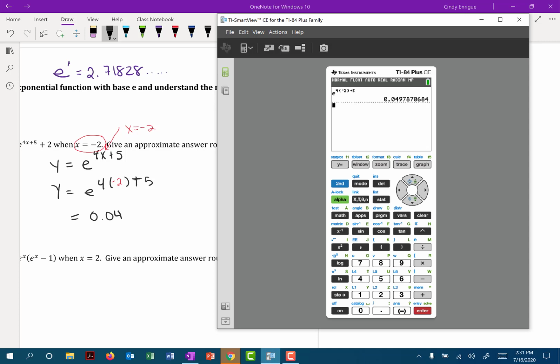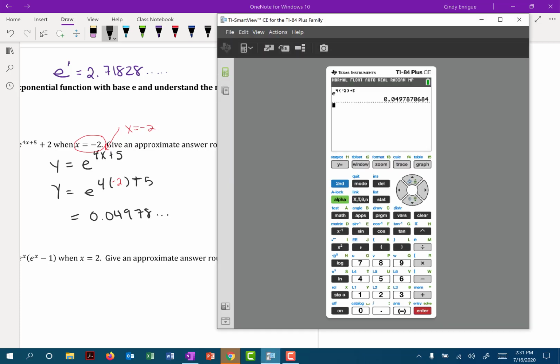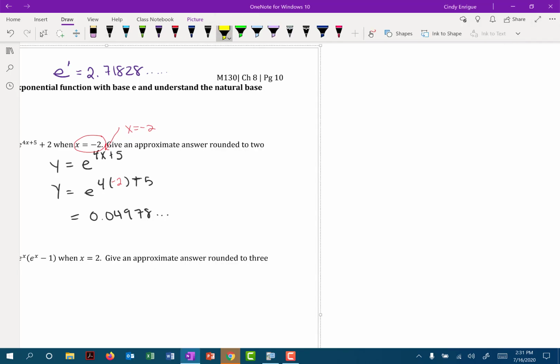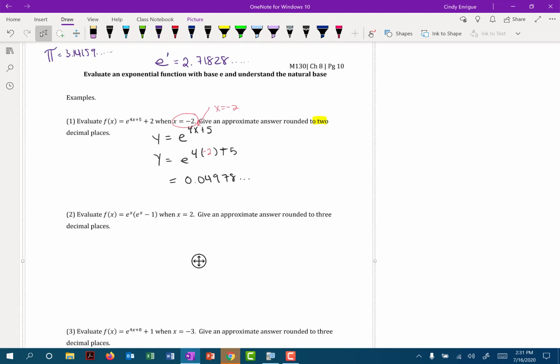So it is 0.04978, right? Let me just make sure I wrote it down right. 0.04978, yeah. And it keeps going, right? But it specifically says to round to the 2 decimal places. So if I'm rounding to 2 decimal places, well, here's my 2 decimal places.